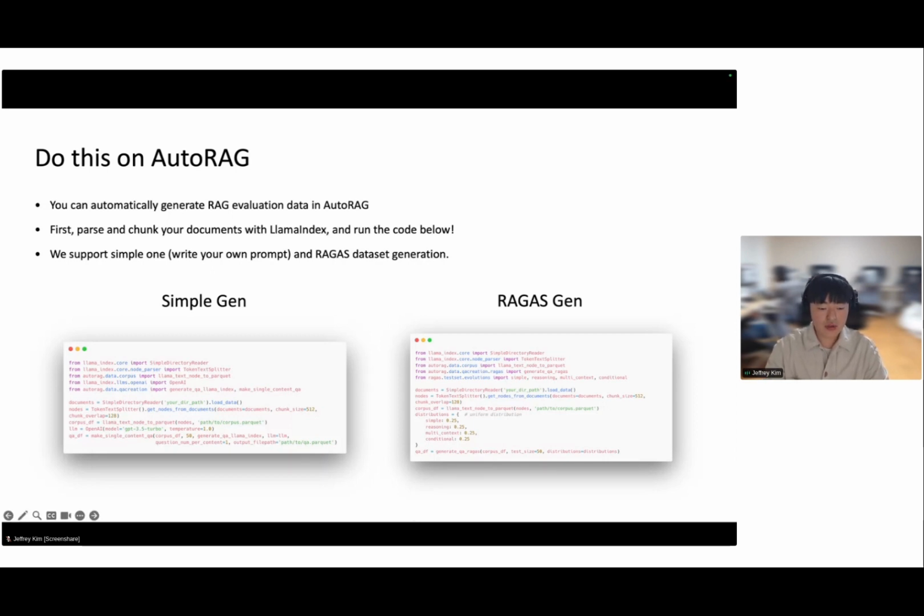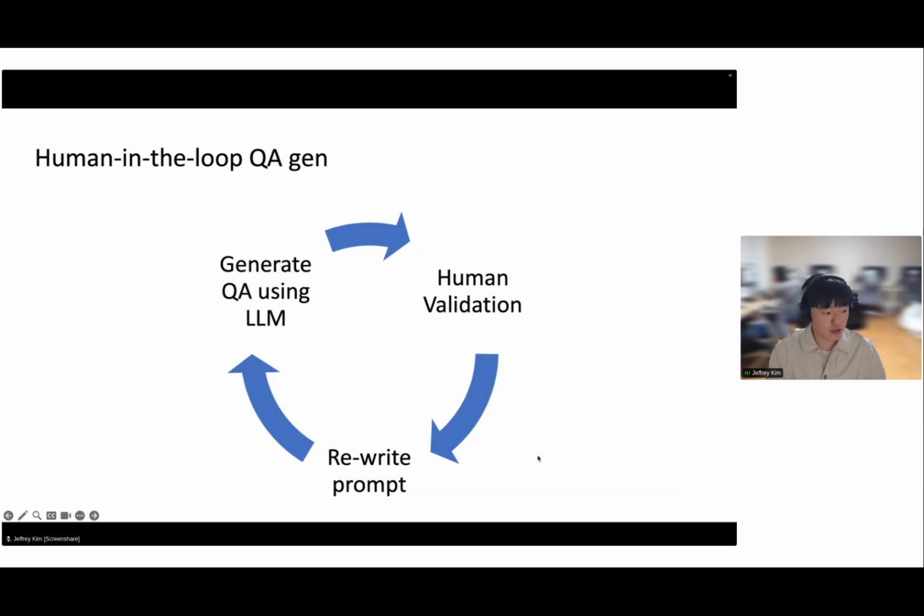So I want to explain more about the human in the loop. This is a really important and really realistic option for making a RAG evaluation dataset. At first, you can generate questions and answers using an LLM. An LLM is quite cheap compared to a human, so you can make hundreds or thousands of questions with that, but the quality will be bad. So you need to validate one by one. But validating is really easier than making them one by one.